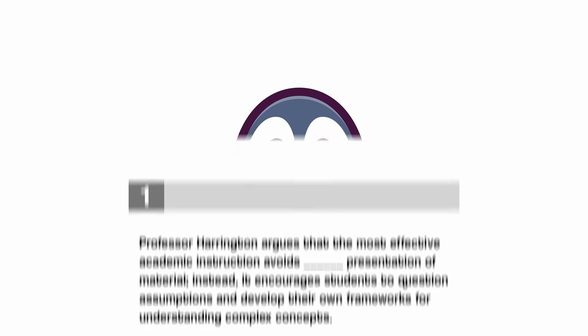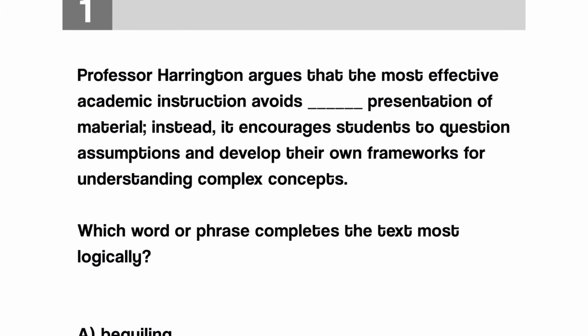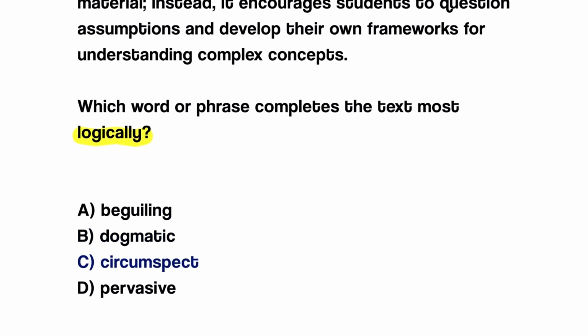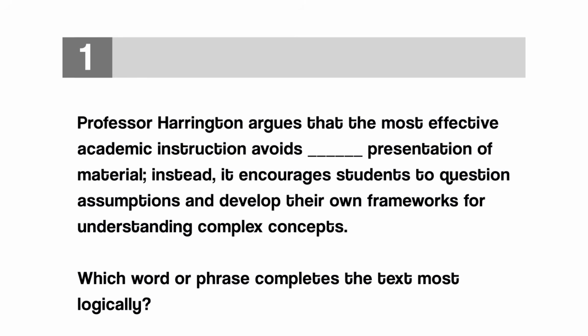Alright, let's try out this problem. Professor Harrington argues that the most effective academic instruction avoids blank presentational material. Instead, it encourages students to question assumptions and develop their own frameworks for understanding complex concepts. Which word or phrase completes the text most logically? Beguiling, dogmatic, circumspect, pervasive. Looking at the relationship between both parts in the sentence, we want a word that contrasts with encouraging independent thinking and questioning assumptions. We need something that represents the opposite of this approach to teaching.